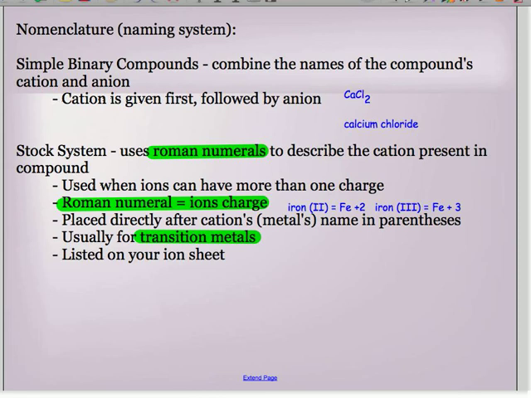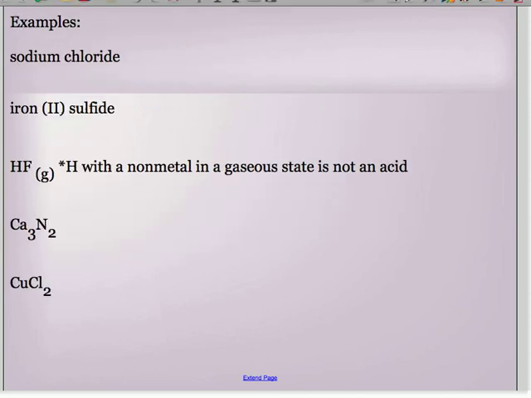And we'll practice a couple just to make sure that you're okay with it for this last part of this section. Alright, so we're going to do 3 where we write the formulas. We'll do 2 where we write the names. And then you're good to go.